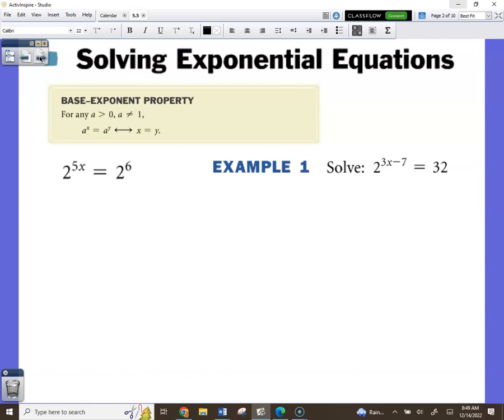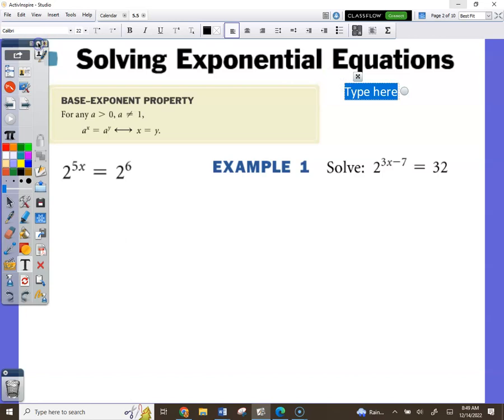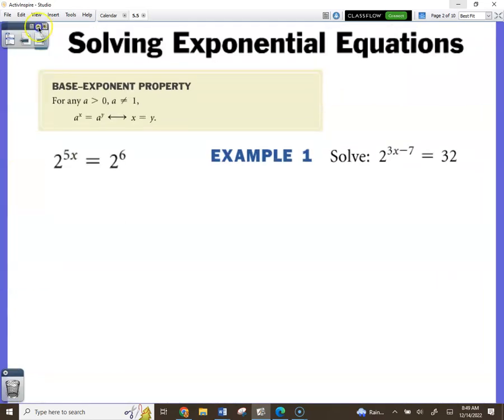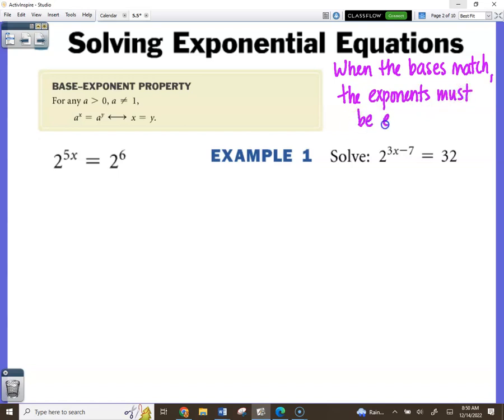This slide right here is to show you that sometimes it's actually not a very challenging problem. It can be as simple as this: when the bases match, the exponents must be equal.